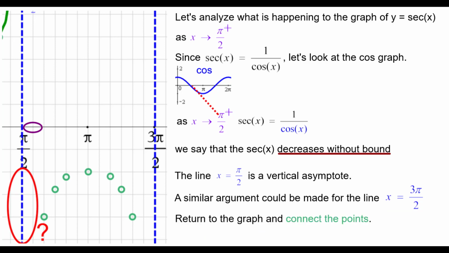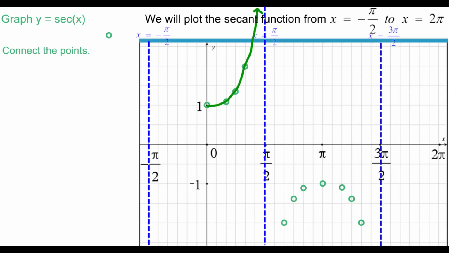Return to the graph and connect the points. So connecting the points here, from pi to the left, it's going to go concave down, and from pi to the right, concave down. Infinitely.